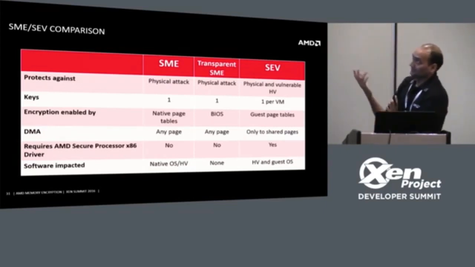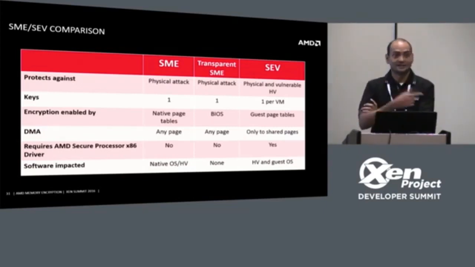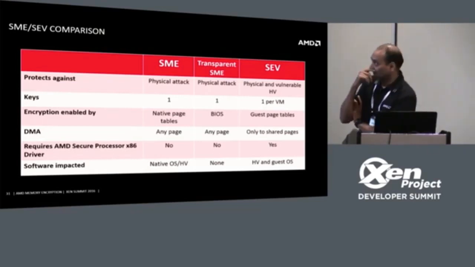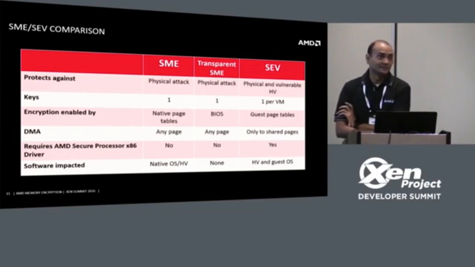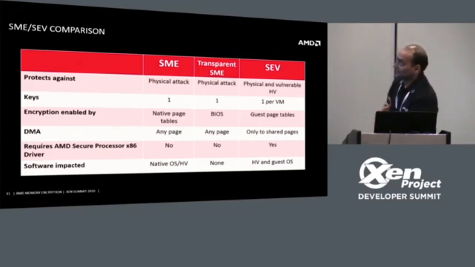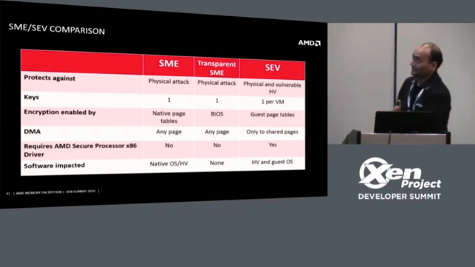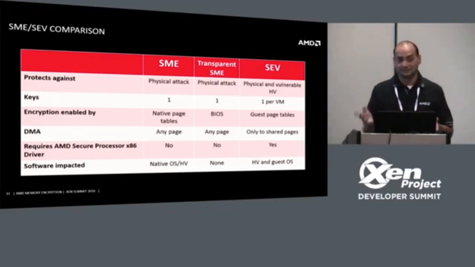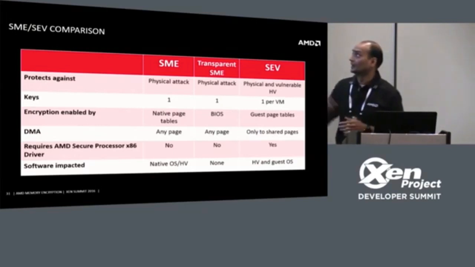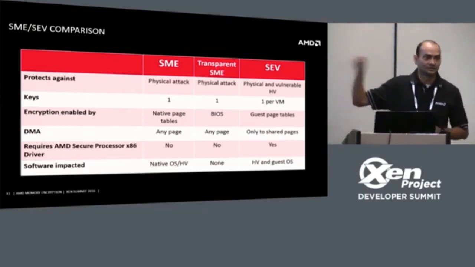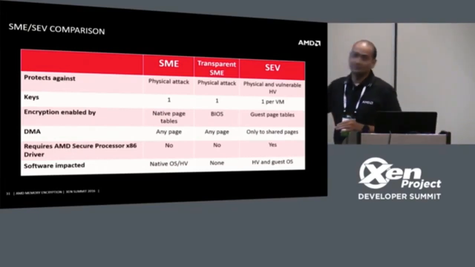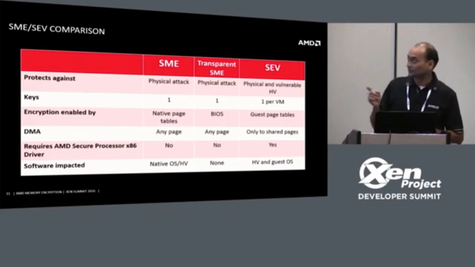In case of SME, there is only one key used for encrypting the entire DRAM. Same is the case with transparent SME. Whereas in case of SEV, you get one key per VM. And again, in case of SME, encryption is enabled by the NPT, the nested page table. The only difference is that in transparent SME, encryption is enabled by the BIOS, so once you enable it, you forget it. And in case of SEV, the guest page table is the one that controls the encryption.